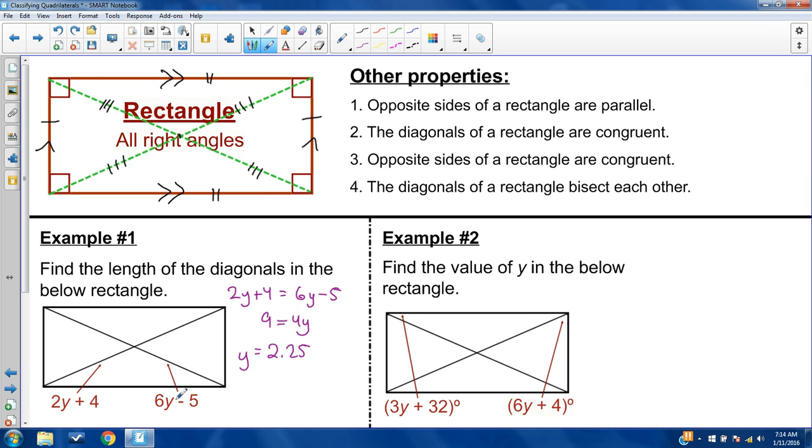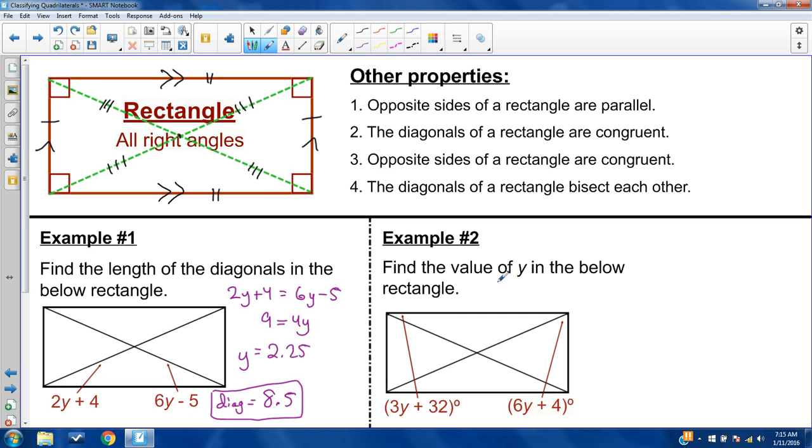I should be able to sub 2.25 into either one. I'll do it in 2y plus 4. I like multiplying that by 2 a little more easily. So the length of the diagonal equals 2 times 2.25, which is 4.5. 4.5 plus 4 is 8.5. And I trust I get the same answer using 6y minus 5. So the length is that.